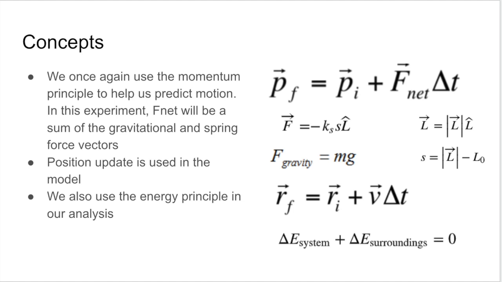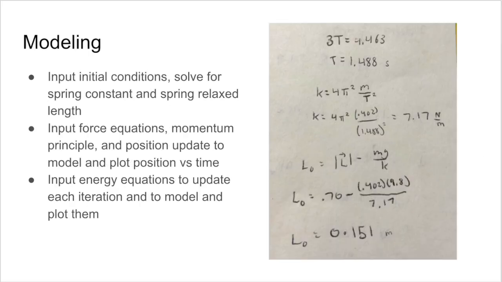For this lab, F net will be the vector sum of the gravitational and spring forces, whose equations are given to the right. I also use the position update equation in the model, and I use the energy principle equation in my analysis. To model, I had to solve for initial conditions.